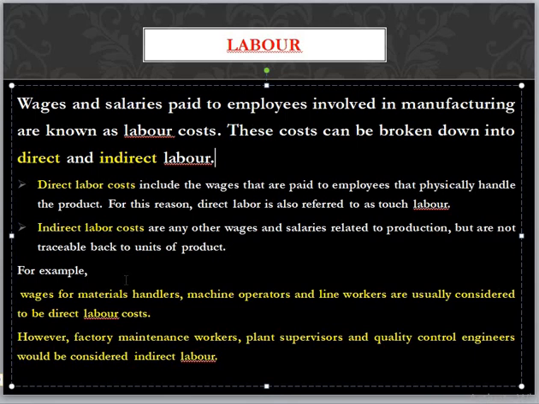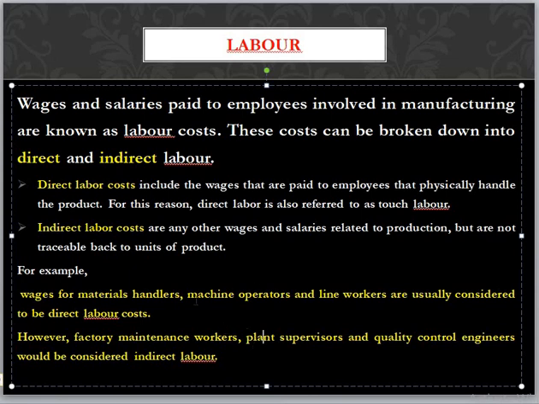So consider two persons are working in your production center. One is a machine operator and another one is a supervisor. Since both of them are working, you have to pay them. The wages paid to the machine operator is direct labor cost, whereas the salary paid to the supervisor is indirect labor cost. Why are the wages of the machine operator direct labor cost, and why is the salary of the plant supervisor indirect labor cost?